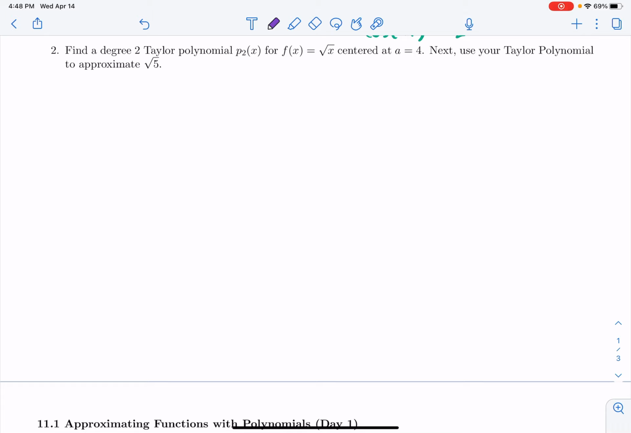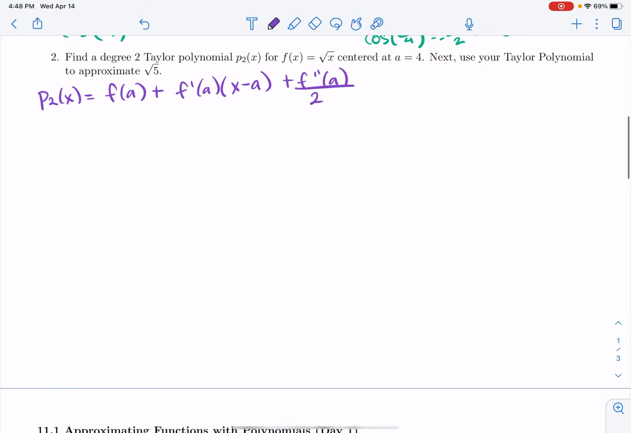Square root of 4 is 2, so that's an easy center because we know how to evaluate that. And 5 is pretty close to 4. So square root of 5 should be a little bit bigger than 2. That's my guess. So again, let's do a second degree Taylor polynomial. P2 of x is equal to f of a plus f prime of a times x minus a plus f double prime of a divided by 2 factorial times x minus a squared. And that's all we need for degree 2.